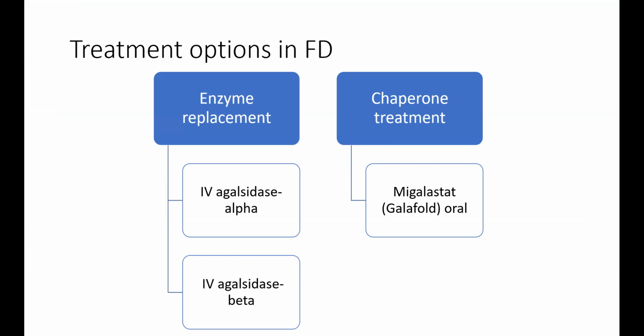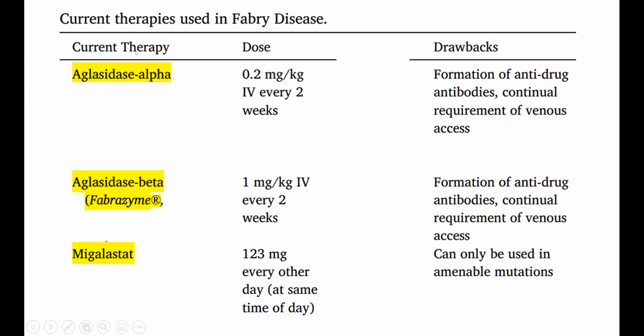Now, coming to the treatment options, there are two basic treatment options. One is the enzyme replacement therapy, and the other one is the chaperone treatment. The enzyme replacement is in the form of two intravenous preparations, agalsidase alpha and agalsidase beta, which are both given intravenously. And the chaperone treatment is in the form of an oral compound, migalastat. Now, just briefly about these therapies. So the current therapies which are used are the IV therapy, which is in the form of enzyme replacement, and migalastat, which is chaperone therapy.